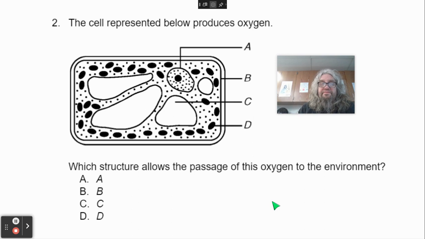Number two, the cell represented below produces oxygen. Which structure allows the passage of oxygen into the environment? Is it A, B, C, or D?